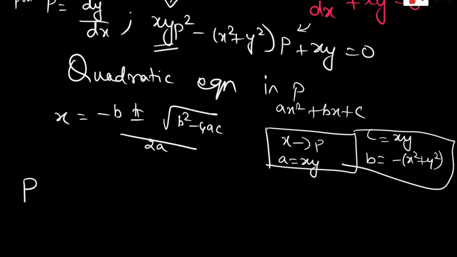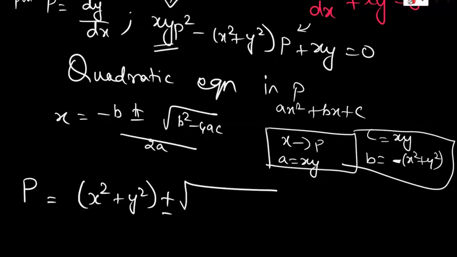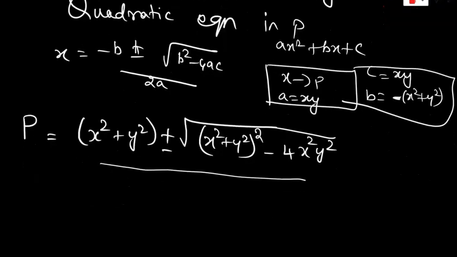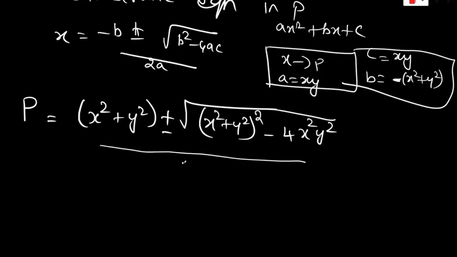So instead of x, we have p. Minus b: the formula's minus will become plus, so I'll write it as x square plus y square, plus or minus root of b square, that is (x square plus y square) the whole square, minus 4ac. a is xy, c is again xy, so a and c means 4x square y square, by 2a. Again a is 2xy.